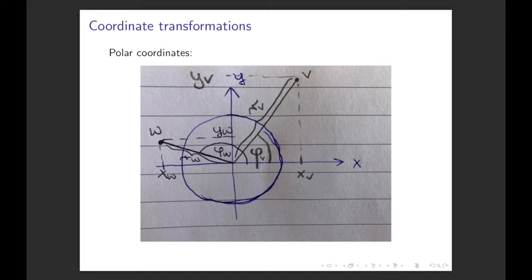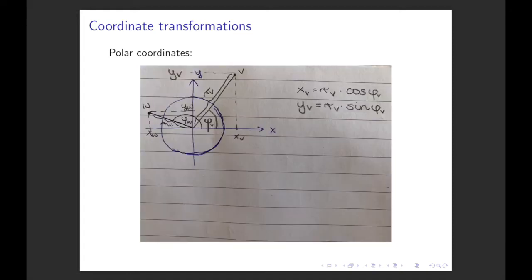For v, we could give r_v and phi_v, the length of the vector v and its angle to the x-axis, as the 2 numbers in a vector, and this is the coordinate vector of v with respect to the polar coordinates. If you think in complex numbers, the x component would be the real component and the y coordinate is the imaginary component. And you also know that you can write complex numbers as the length of the vector and the angle between the x-axis and the vector, and that's exactly what polar coordinates are doing.